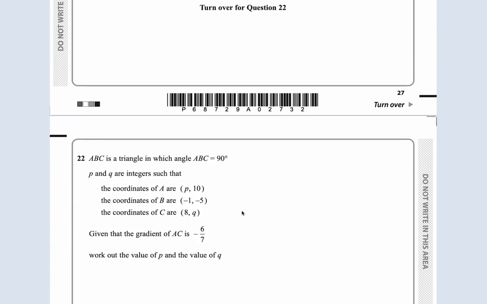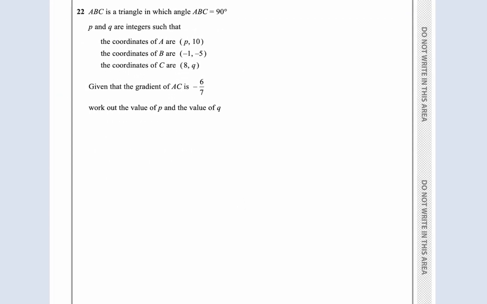Okay. Difficult question. Question 22. ABC is a triangle. Angle ABC is 90 degrees. And we are given these coordinates. The gradient of AC is -6/7. Work out the value of P and the value of Q.